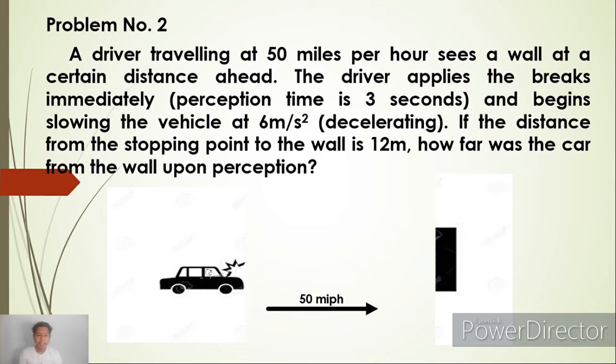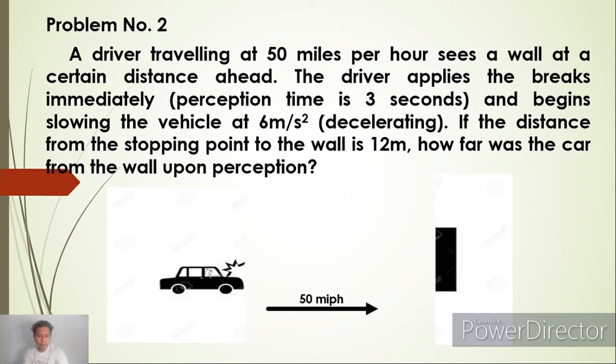So meron daw driver na nagta-travel ng 50 miles per hour, tapos bigla niyang nakita yung isang pader. Nung nakita niya yung pader, syempre, ang tendency mababangga siya. Kung ikaw nakita mo agad yung pader, automatic, yung nakita mo, mag-register doon sa utak mo, which is yun yung time ng perception. Once na na-receive na ng utak mo yung command ni mata na mababangga ka, gumana si utak at nagutos doon sa paa para mag-preno. So, yun yung problem number 2 natin.